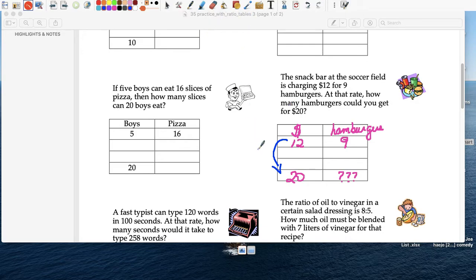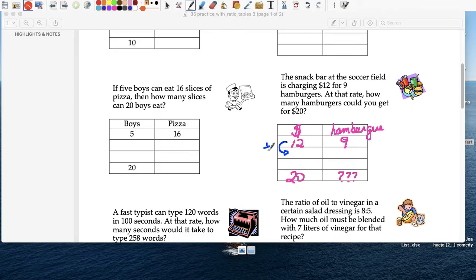También no funciona. 12 times algo me sale 20? No. So this one, I want to change. So I want to come with something different. What can I do with 12 and 9? Well, let me divide. Let me see what I can do. What if I did this?